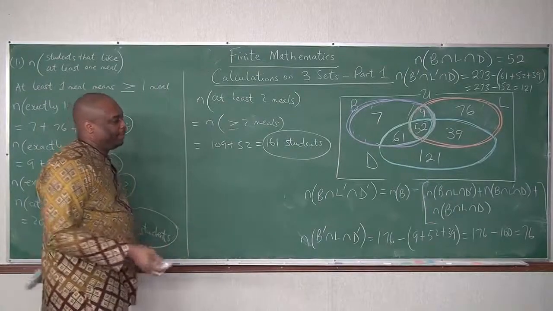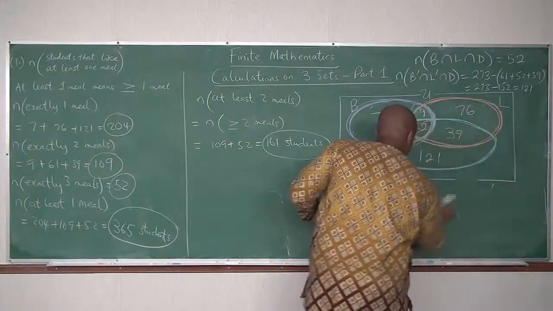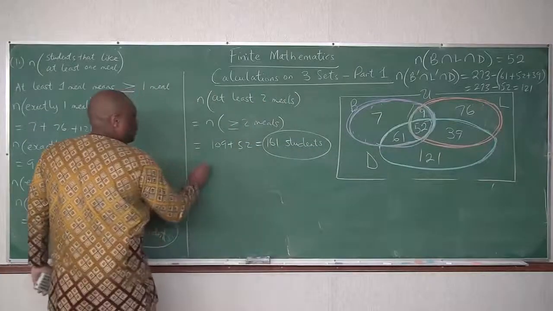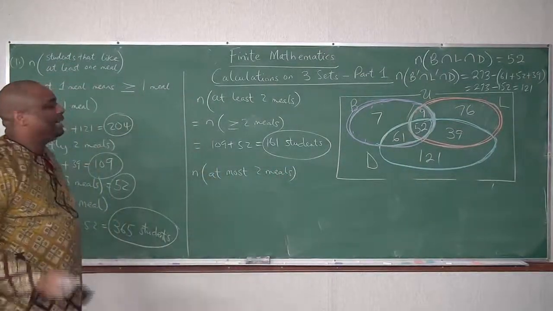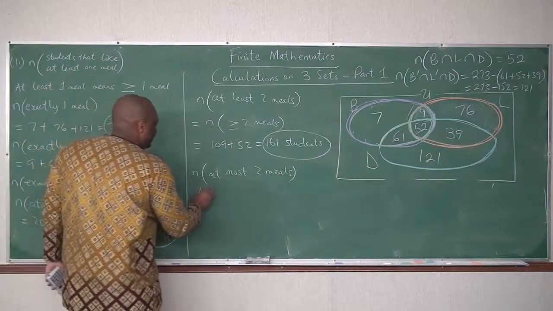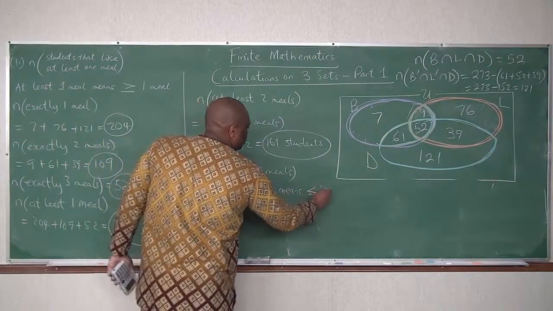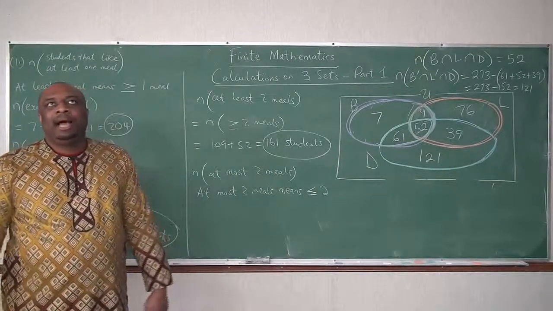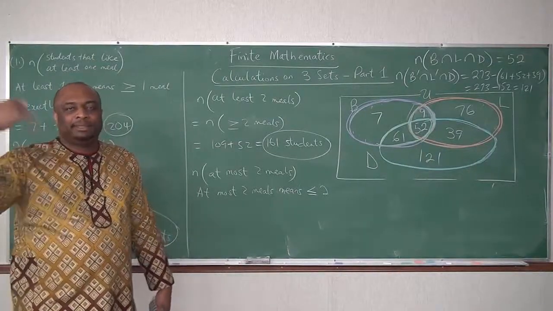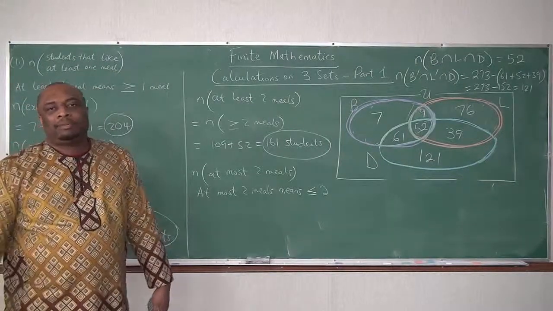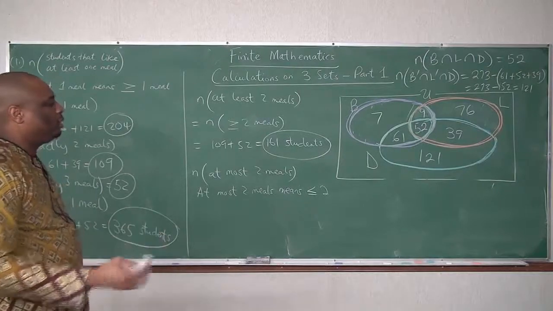Now, what if we have at most 2 meals? At most 2 meals, what is it going to be? Cardinality of at most 2 meals. Now, at most means less than or equal to 2. If I say, hey, can you give me at most $2? That means you can give me $2 or you can give me $1. At least 1 means 1 and greater. At most 2 means 2 and lesser.